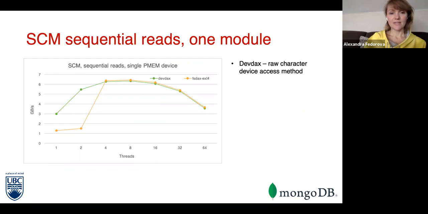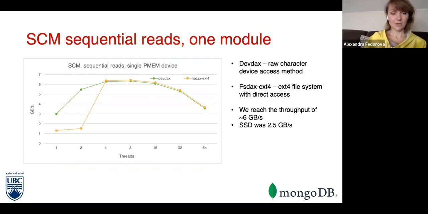DevDax is when persistent memory is exposed as a character device. And FSDax is when it is exposed as a block device, and in this case, we're using an ext4 file system on top of it, and we're accessing it in a direct access mode, meaning that there is no kernel buffer cache sitting on top.